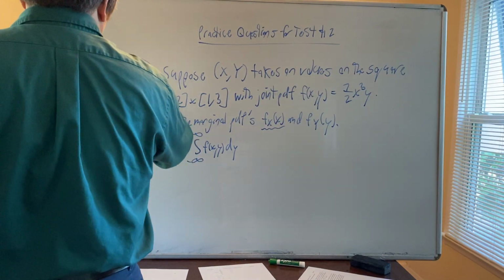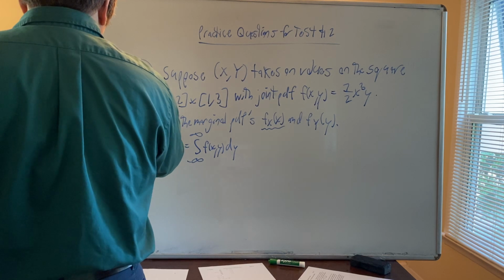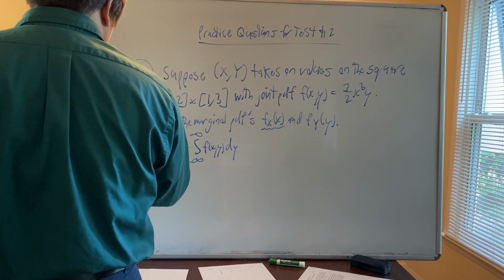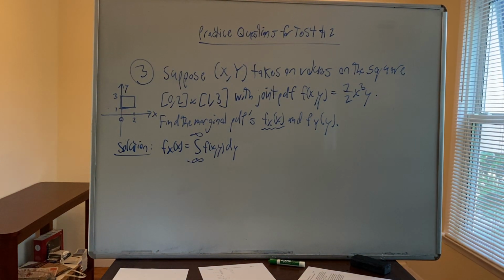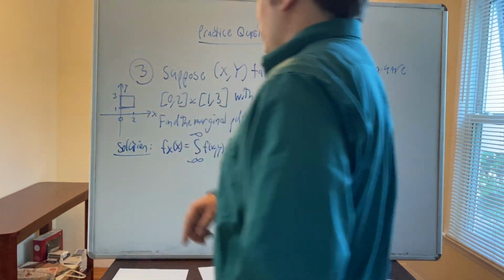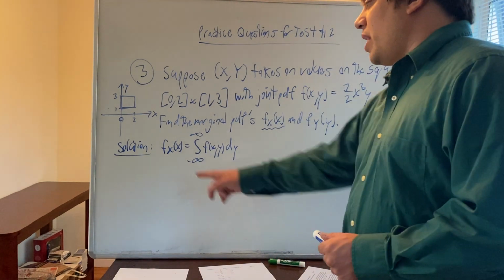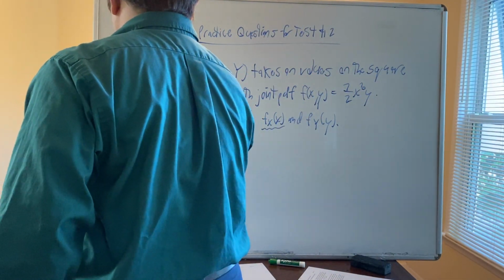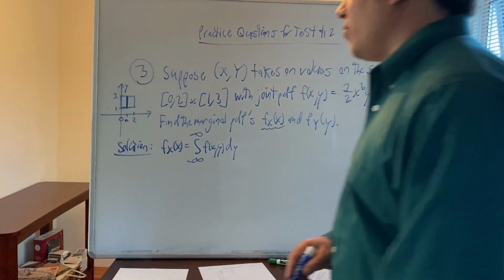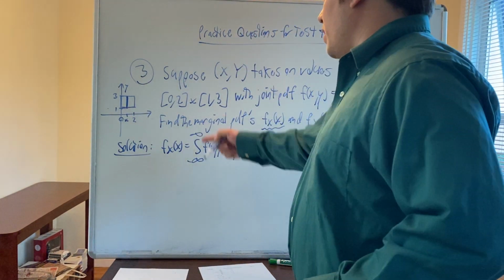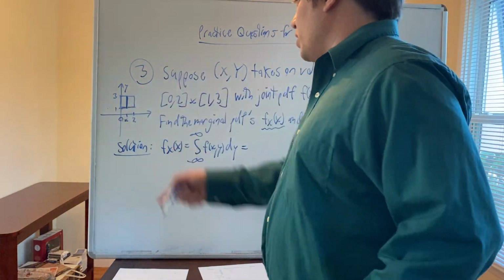This square, (0, 2) cross (1, 3), if you look at the xy axis here, that region is in that rectangle, with x values from 0 to 2 and y values from 1 to 3. If we were going to find f sub X of x for some fixed value x, we would be integrating over all possible values of y. But the only y values in that square are from y equals 1 to y equals 3. So when we integrate from negative infinity to infinity with respect to y, we only need to integrate from 1 to 3. The rest of it doesn't matter.